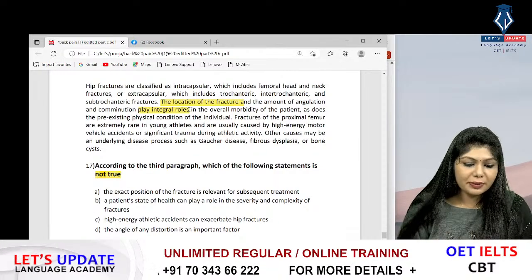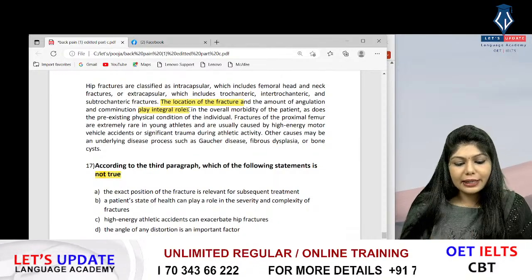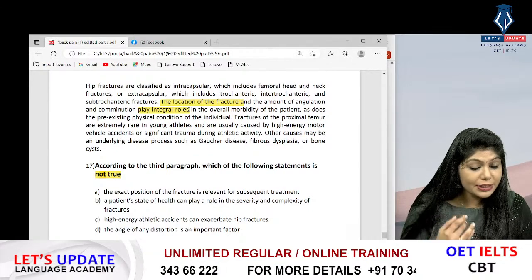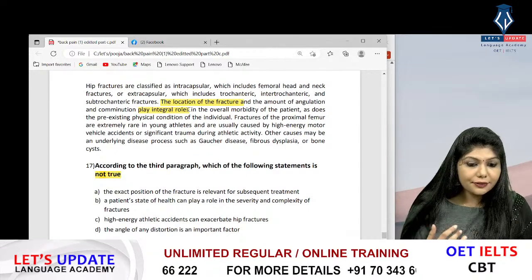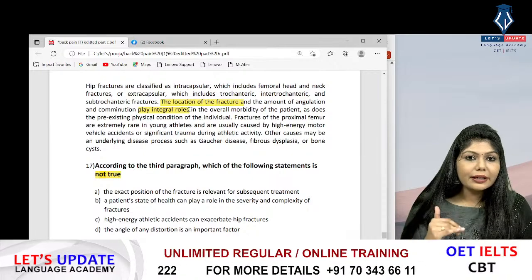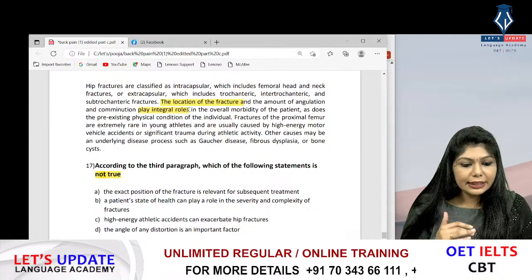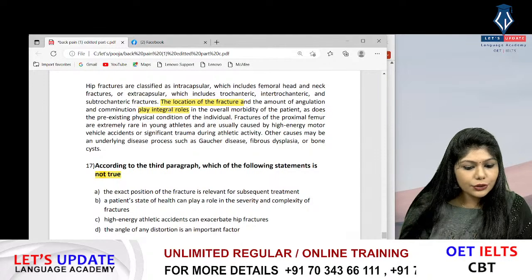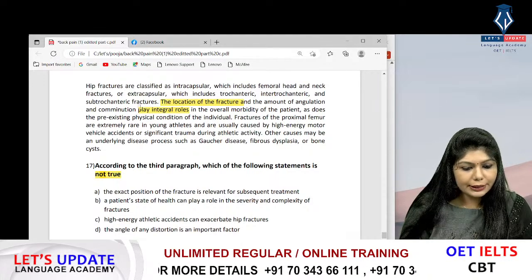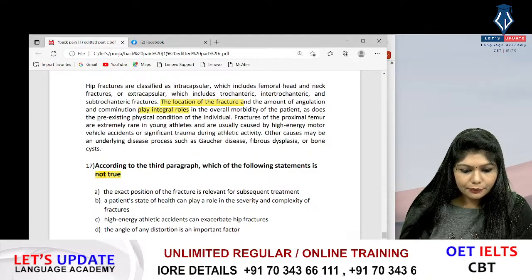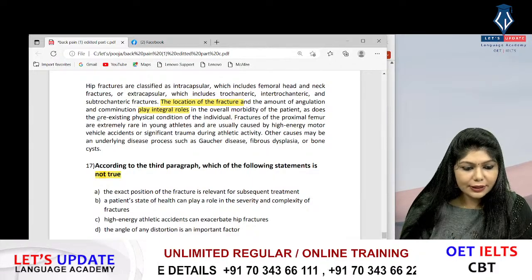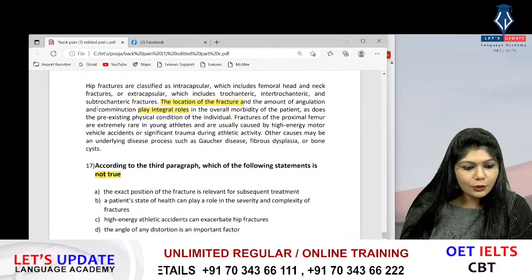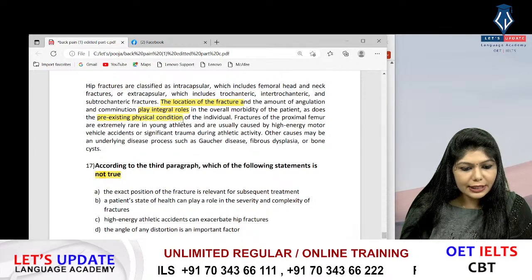And look at option B: a patient's state of health can play a role in the severity and complexity of fracture. State of health in the sense of their pre-existing physical condition. That is also relevant or important in assessing, or it will play a role in the severity and complexity. So option B is also mentioned, the pre-existing physical condition of the patient.